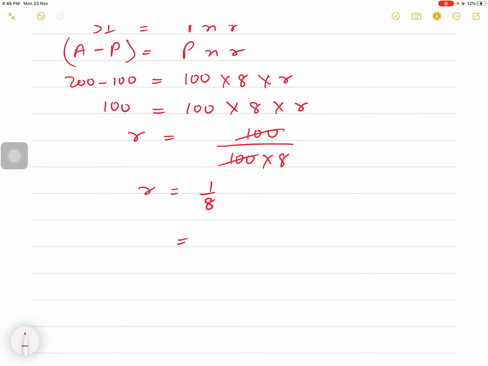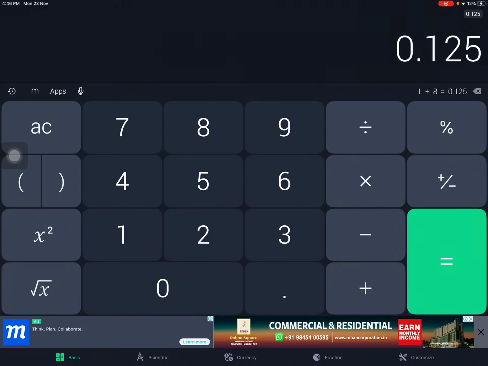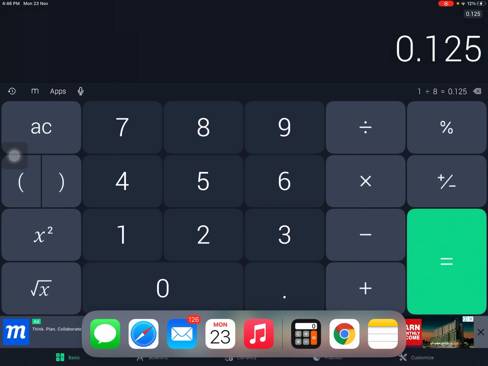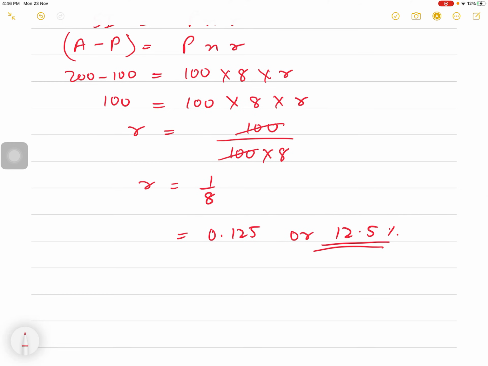1 divided by 8 is 0.125, or 12.5%. So the rate of simple interest is 12.5%. Therefore, the rate of simple interest is 12.5%.